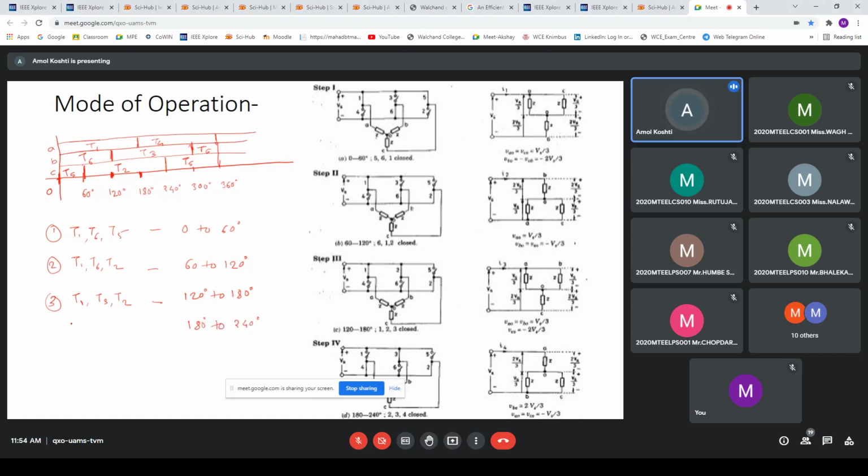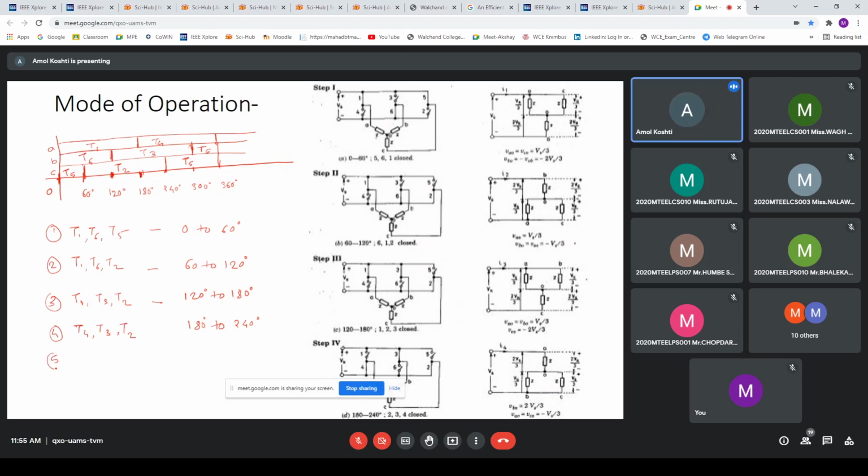We will take the next instance from 180 degrees to 240 degrees. How many switches are on? At this instant of 180 degrees, T1 is turned off permanently. So who will start after this? T4 will start. So from 180 to 240 we have T4, T3, and T2.